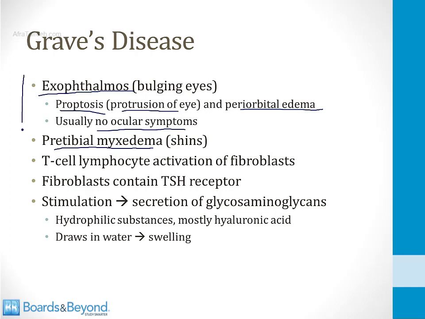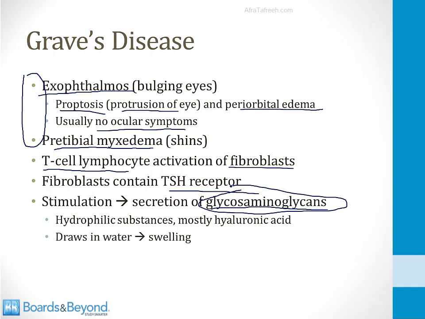The reason for these two findings, which are unique to Graves' disease, has little to do with the high levels of thyroid hormone. It's got to do with T-cell lymphocyte activation of fibroblasts. The activated fibroblasts contain the TSH receptor, and they become active in the setting of the TSH-stimulating antibodies. The stimulation leads to secretion of glycosaminoglycans, and this mechanism is high yield to remember for your boards.